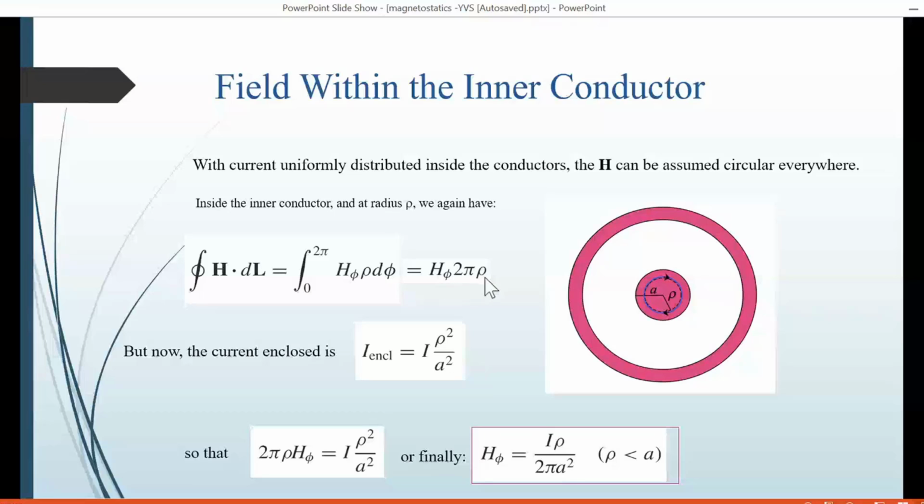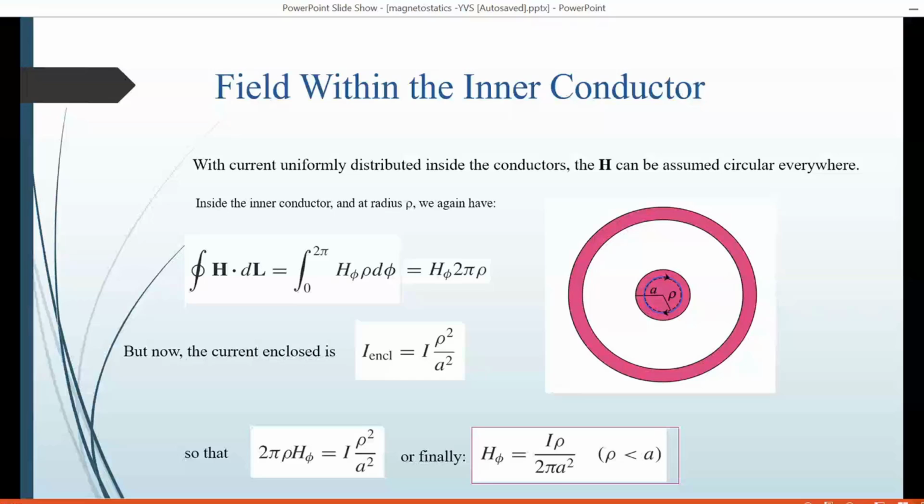Now for this new I enclosed, what is H? I will apply the closed line integral of H dot dl, that is H phi into rho d phi. It is equal to H phi into 2 pi r, because the integration of d phi is 2 pi. We equate this with I enclosed. After equating these two equations, H phi is equal to I rho divided by 2 pi a square. This is the intensity magnitude.